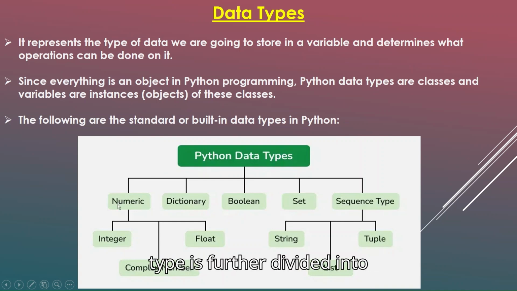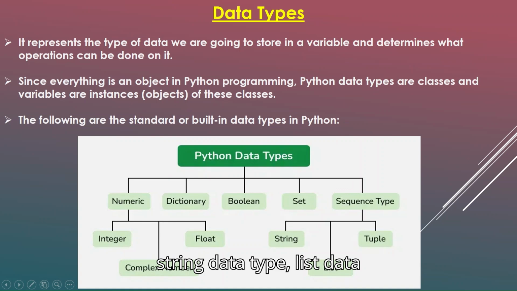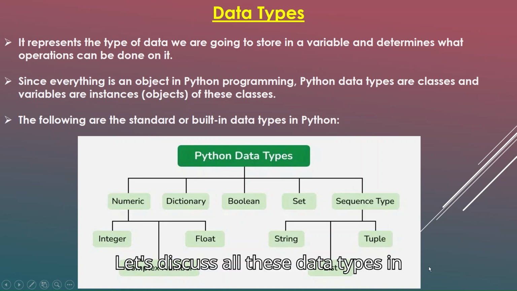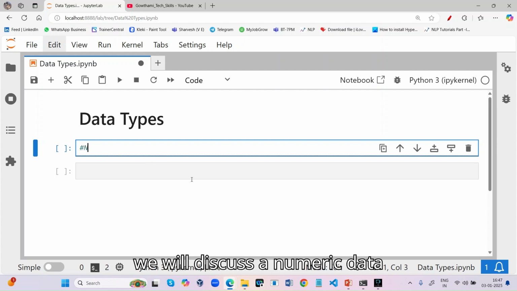Numeric data type is further divided into integer data type, float data type and complex data type. Sequence data type is further divided into string data type, list data type and tuple data type. Let's discuss all these data types in practical. First, we will discuss the numeric data types.